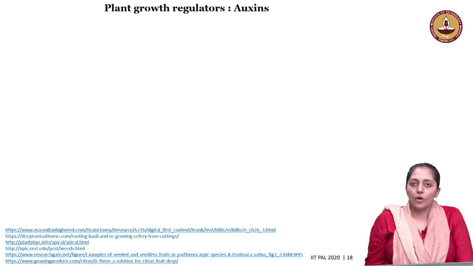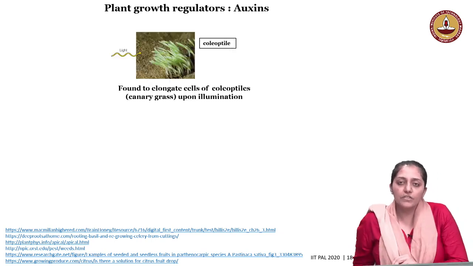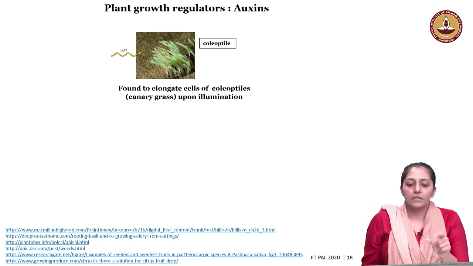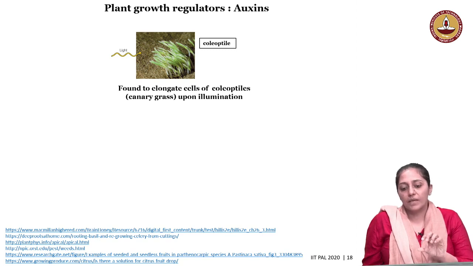So talking about auxins now in a little more detail. There is a picture of a plant which has coleoptile regions, the tip of these plant leaves. It is canary grass which is shown here. Auxins are found to elongate the cells of the tip region, which is the coleoptile, upon illumination. So when the light falls on it, one can see these cells elongating.